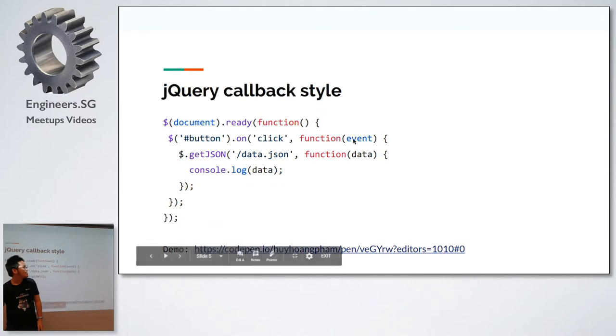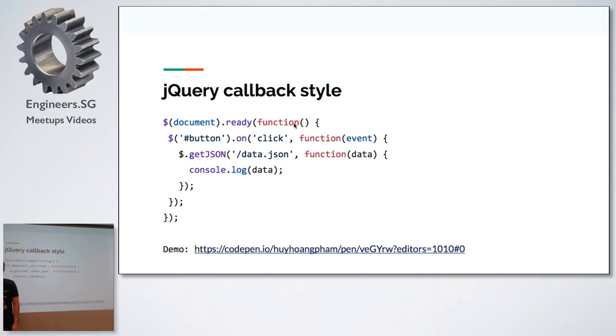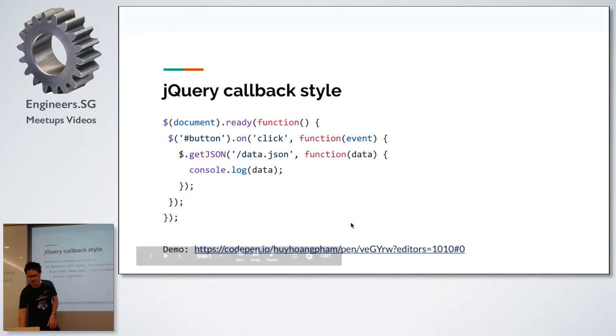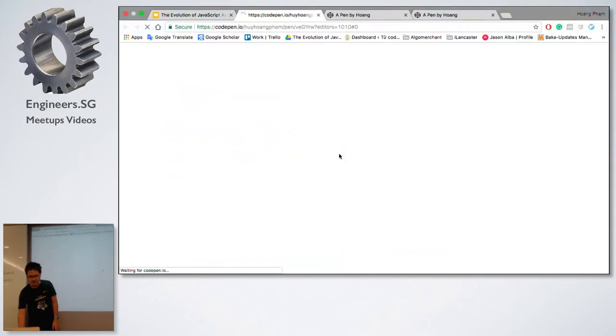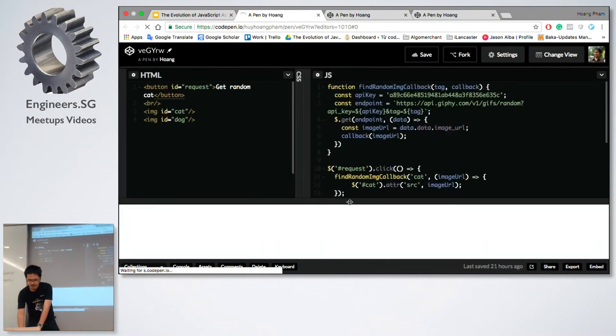It's a really easy jQuery example. Let's say the document ready takes in a callback, which is a function, and when you click on a button, it also takes another callback, and this one is a get JSON. So when we make a request to the network, we make a callback after the data is returned. So it's not gonna block the JavaScript thread. And I made a simple one with jQuery.